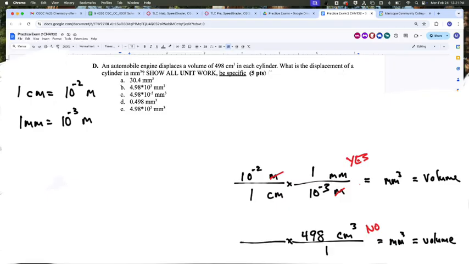Is centimeters cubed your answer? Okay. So what do you got to do? You would need to get rid of centimeters. Okay? Is that it? What do you want to convert centimeters to? Millimeters. Do you know that conversion?